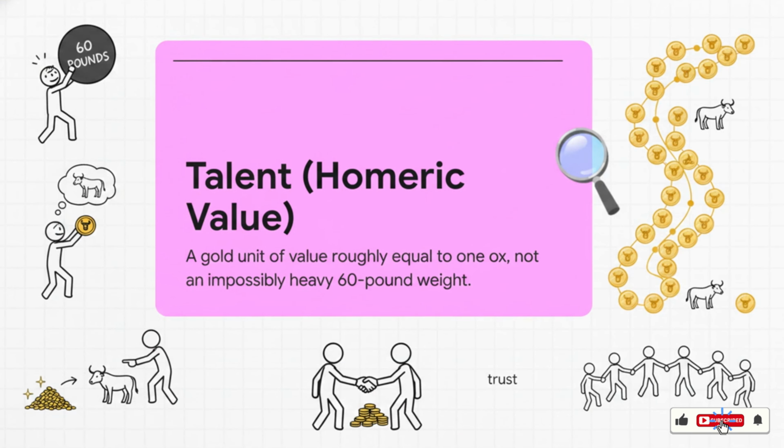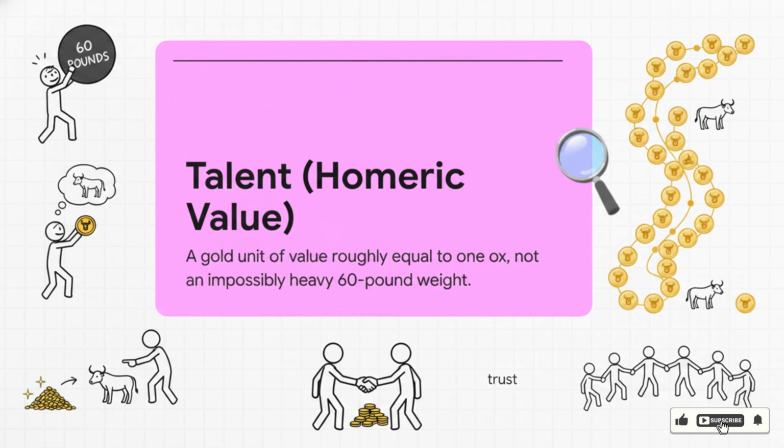So, you might be wondering what exactly was a talent. Well, there's this massive historical myth that a talent was always this back-breaking 60-pound weight. But come on, a 60-pound weight of gold would have been worth hundreds of oxen. Instead, the Homeric talent was actually a unit of value. Economists have shown it represented a small amount of gold that held the exact purchasing power of one single ox. It was basically a highly portable standard of value, allowing people to literally carry the equivalent of an ox right in the palm of their hand.